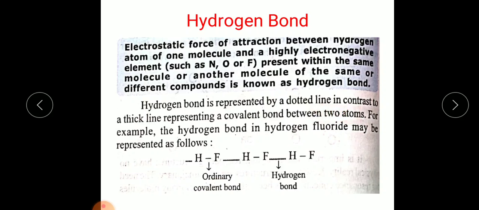a hydrogen bond is shown by a dotted line, okay, in contrast to a thick line representing a covalent bond between atoms. For example, the hydrogen bond in hydrogen fluoride may be represented as follows.